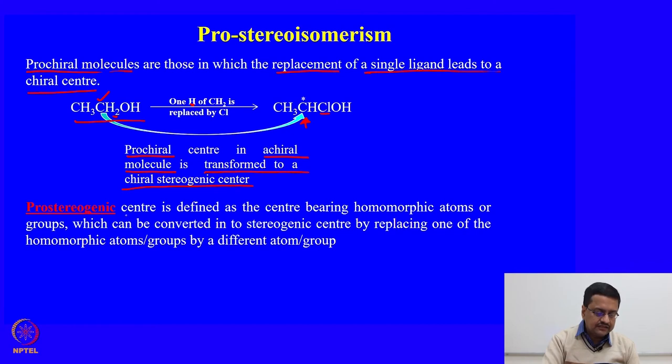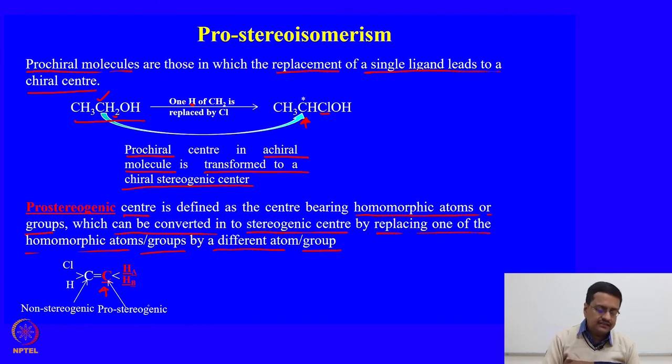So, a prostereogenic center is defined as the center bearing homomorphic atoms or groups which can be converted into a stereogenic center by replacing one of the homomorphic atoms or groups by a different atom or group. We will understand this by the following example. In this particular compound, which is simple chloroethene, the carbon marked in red is a prostereogenic center and those two hydrogens are called the homomorphic atoms. The other carbon, in white, is a non-stereogenic center.